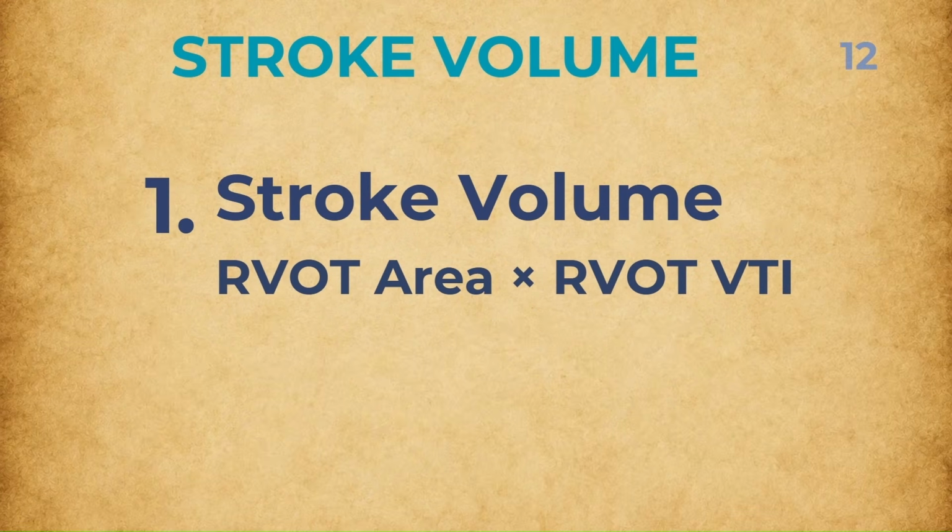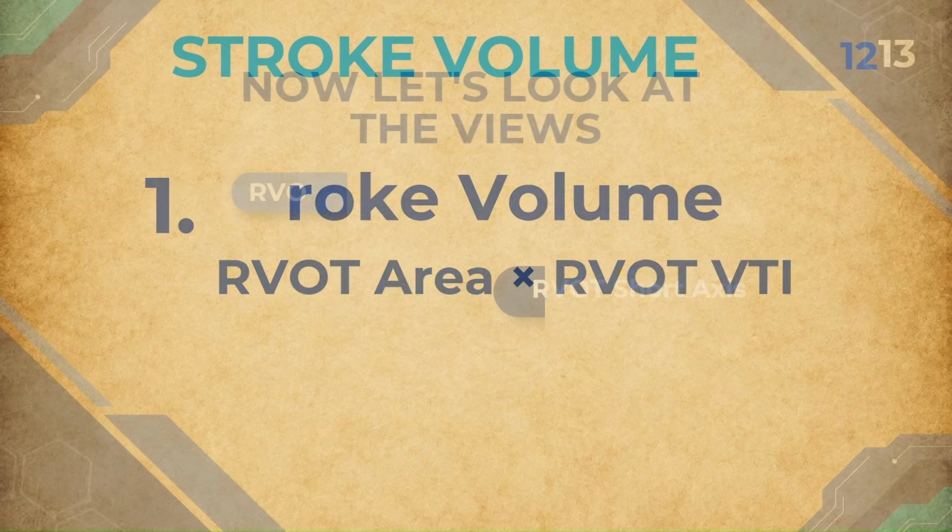Stroke volume. This is calculated by multiplying the RVOT area by the RVOT VTI. When RVOT diameter and RVOT VTI are known, stroke volume can be calculated. This becomes particularly useful when evaluating congenital heart disease and pulmonary blood flow.